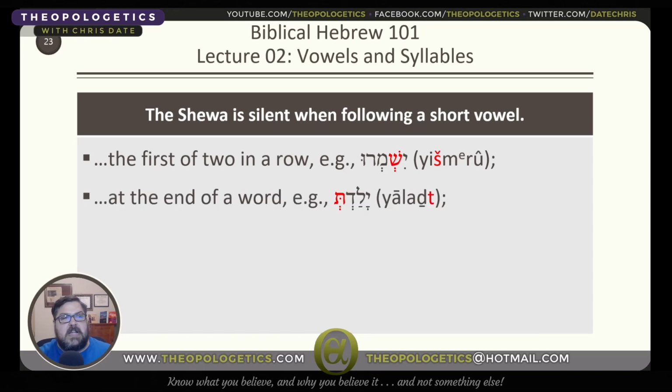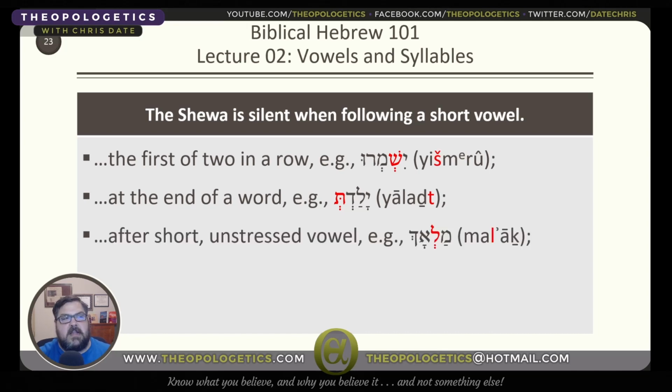The shva is also silent at the end of a word. So this is the word yaladt. Notice both shvas in this case are silent. This is not yaladat, it's yaladt. You have to make the d and the t sounds immediately follow one another. So when you have a shva at the end of a word, it is silent.